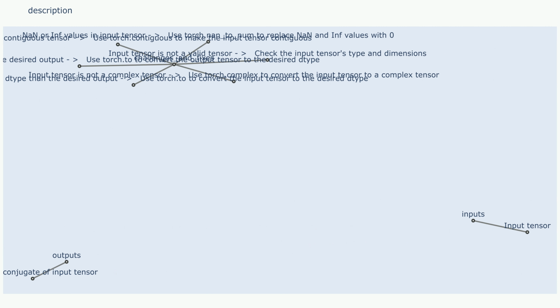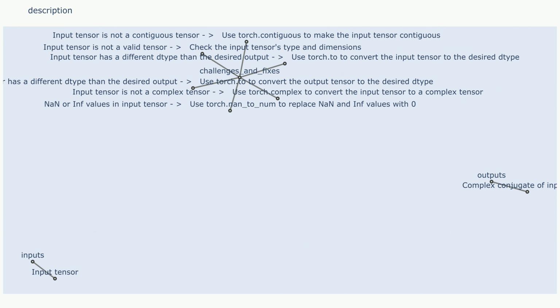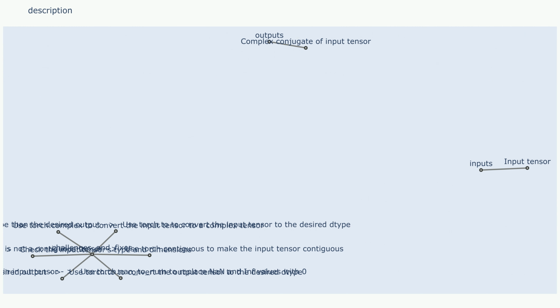Step 1, for each element in the input tensor. The torch.conj_physical function performs the following. If the input element is a complex number, it swaps the sign of the imaginary part. If the input element is a real number, it returns the same element without any modification. Challenges and fixes. Challenge 1.